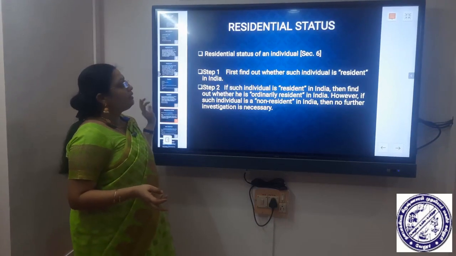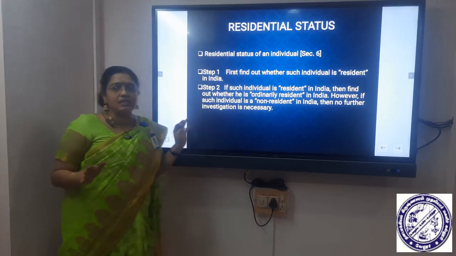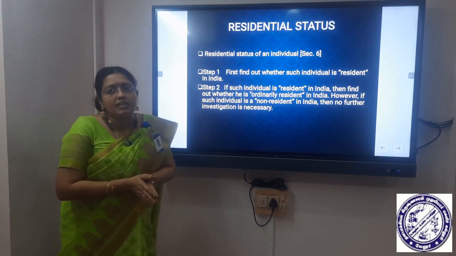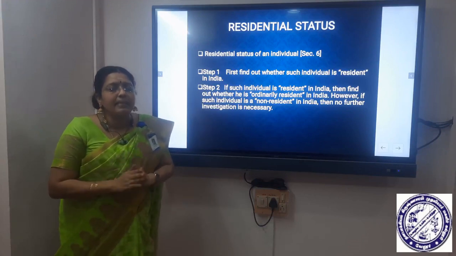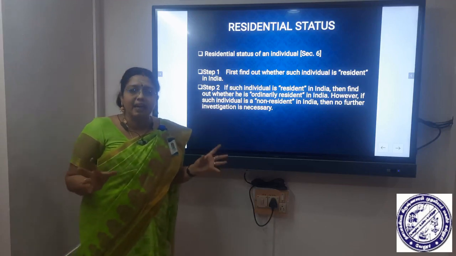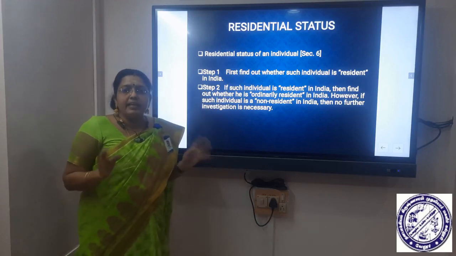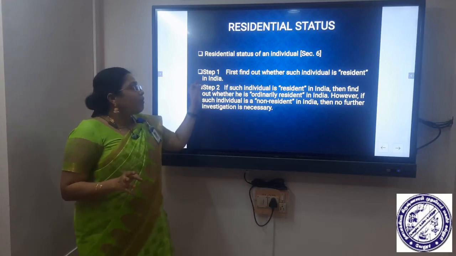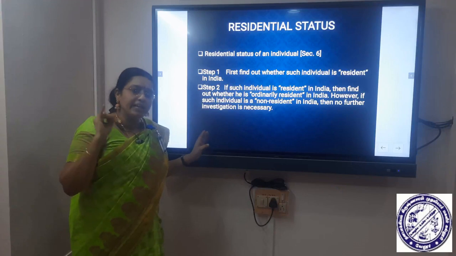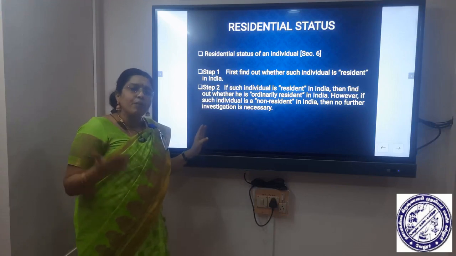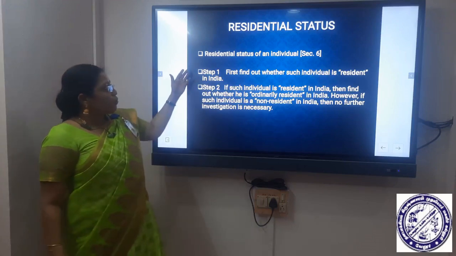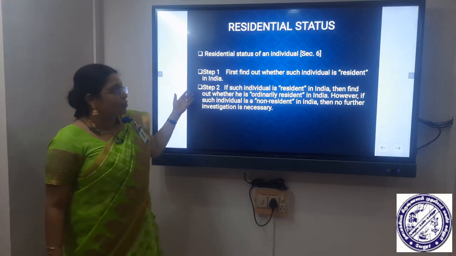Next important term in basic concepts is residential status. The residential status is a status given only by the income tax department. No other department has that type of extra privilege. Only the income tax department gives the residential status every year to the person. Person means individual, HUF, firm, company, AOP, BOI, local authority and every other person. So first we have to see the residential status of an individual under section 6.